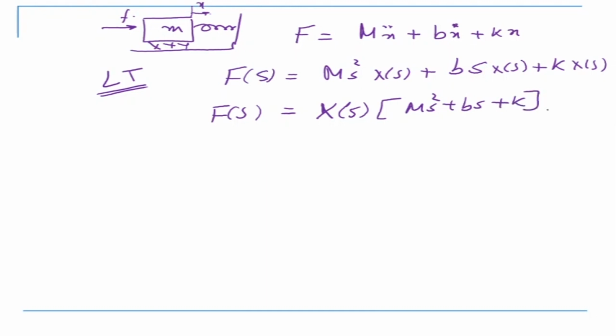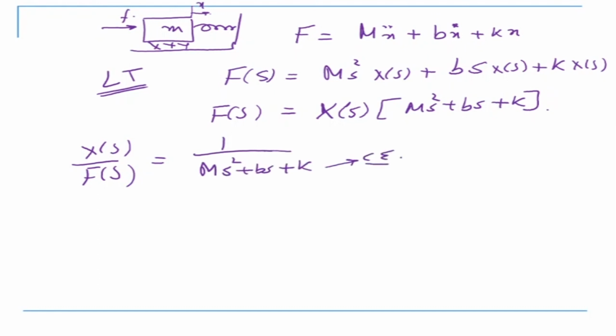So I can write this as X(s) by F(s) is equal to 1 by ms squared plus bs plus k, and the denominator is my characteristic equation, the same equation that we just looked at. If you look, this is an output by input relation, and this is also called the transfer function. So the characteristic equation actually determines how the system is going to behave.